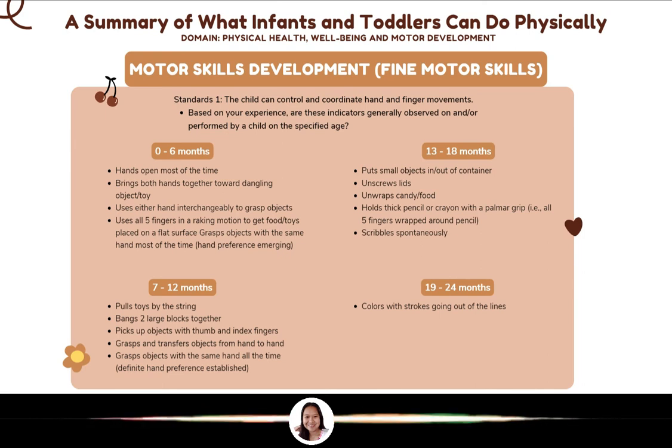When they are around 13 to 18 months, they can put small objects in and out of a container. They can unscrew lids. They can also unwrap candy or food. They can also hold a stick, pencil, or crayon with the palmar grip. When they are around 19 to 24 months, they color with strokes going out of the line.